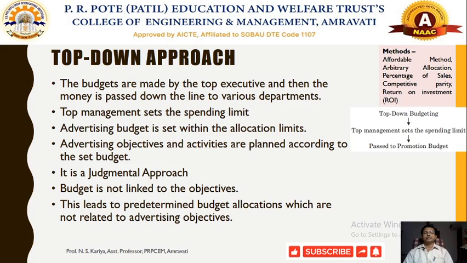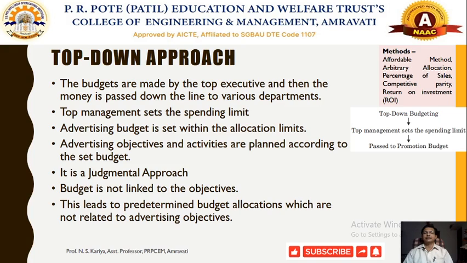In this kind of method, the top executives think about how much total advertising is necessary, and they decide that advertising budget, and that budget is divided or allocated among the various departments. So here the management of the organization sets a spending limit, and that is the amount of advertising expenditure they can make. So the overall advertising budget is set within the allocation limits.